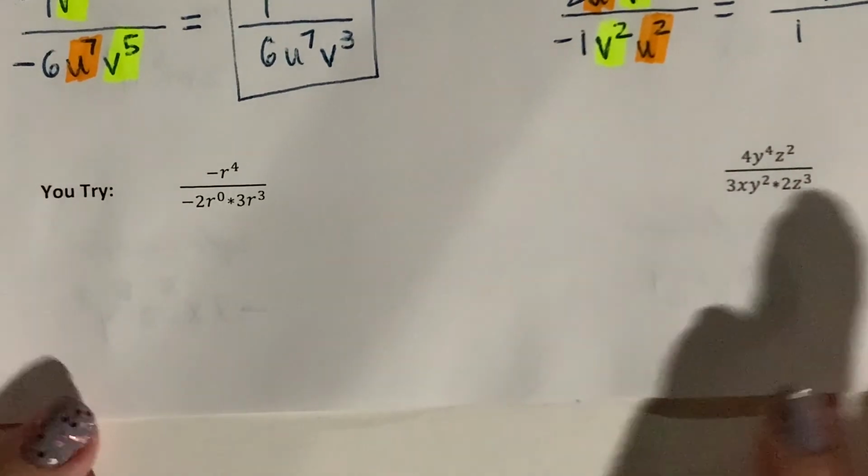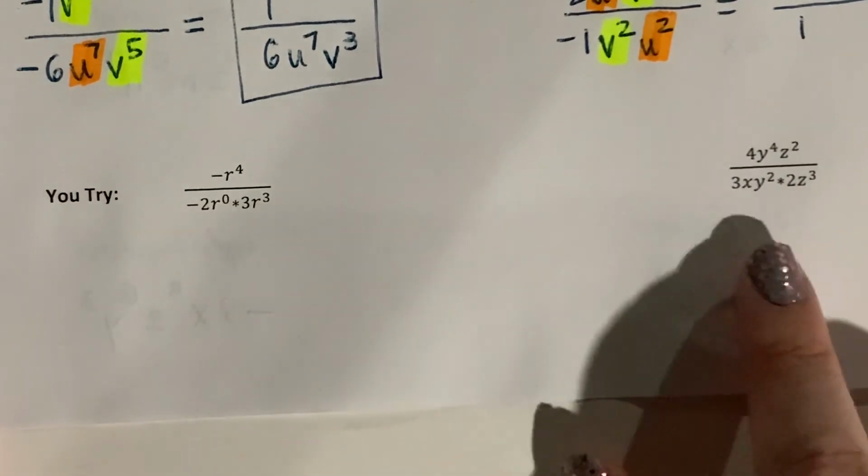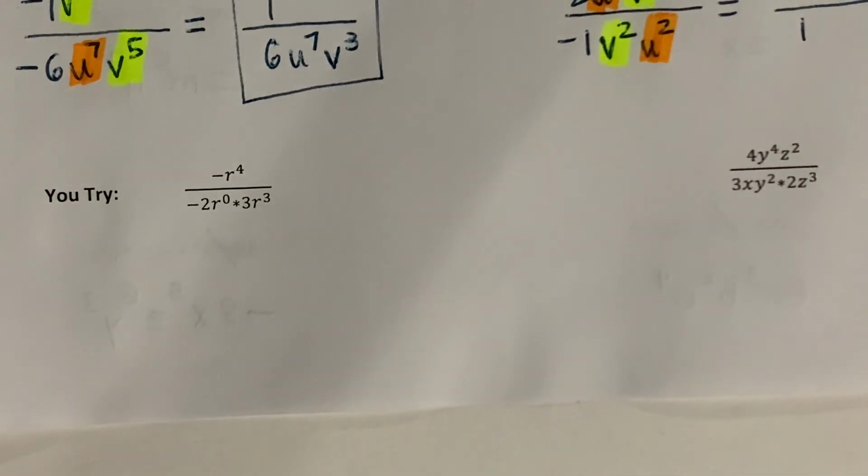Alrighty, you have the very last 2 u tries. You'll first have to apply the product rule, so notice where you have multiplication taking place, and then lastly apply the quotient rule. Go ahead, pause the video, and see what you come up with.